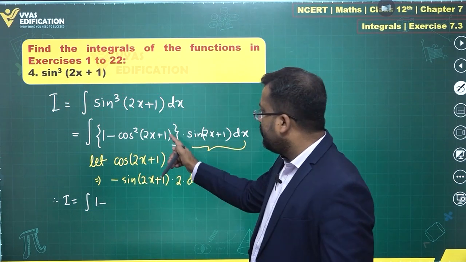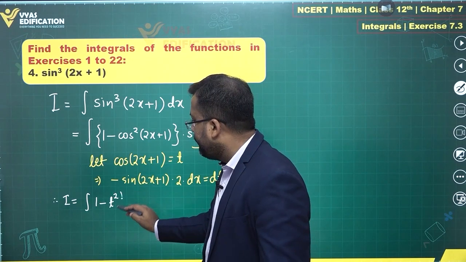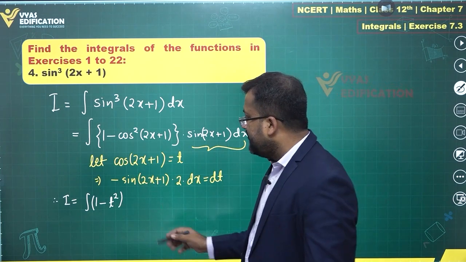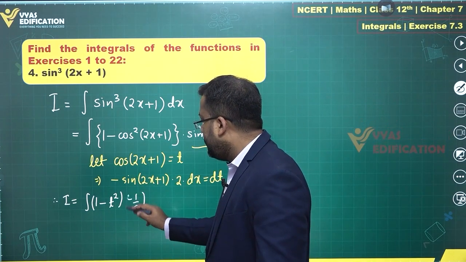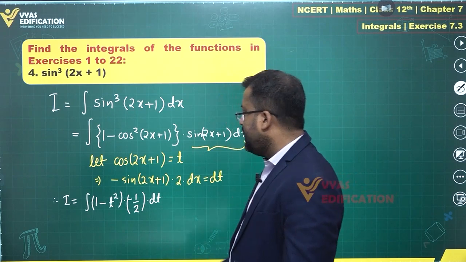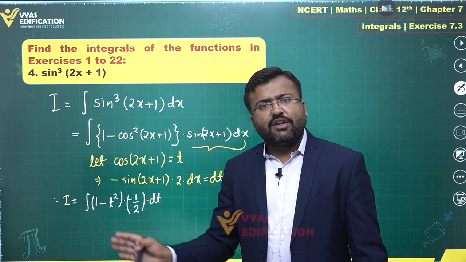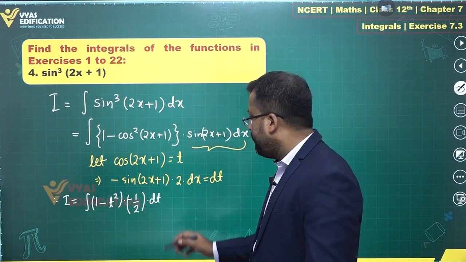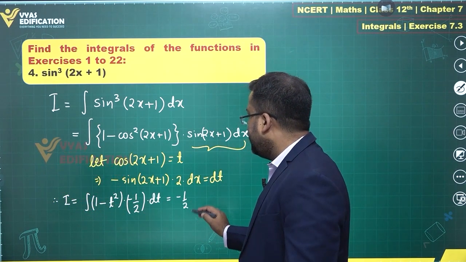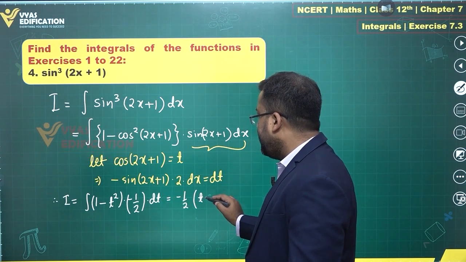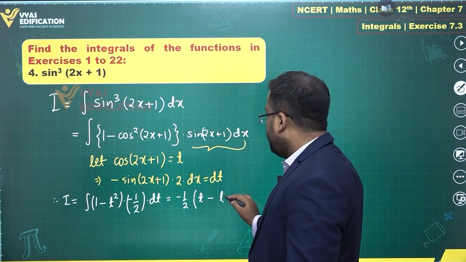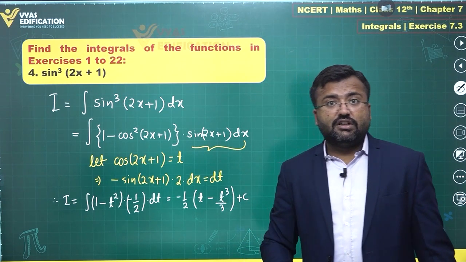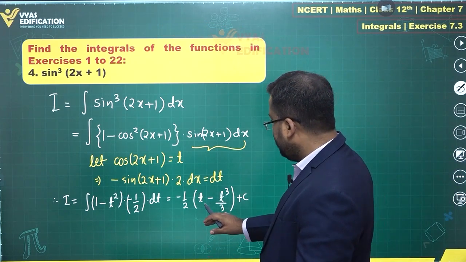1 minus this cos of 2x plus 1, which is nothing but t square. And this whole expression is dt upon 2 with a minus. So this is minus 1 by 2 in the product times dt. This minus 1 by 2 is not creating any problems. It will go outside the integral and we can easily integrate 1 with respect to t and t square with respect to t. So this will be minus 1 by 2 outside, and the integral of 1 will be t. The integral of t square will be t cube upon 3, plus a constant term. This is the constant of integration, right? So we have this expression.